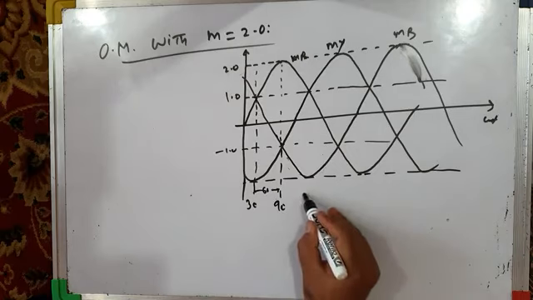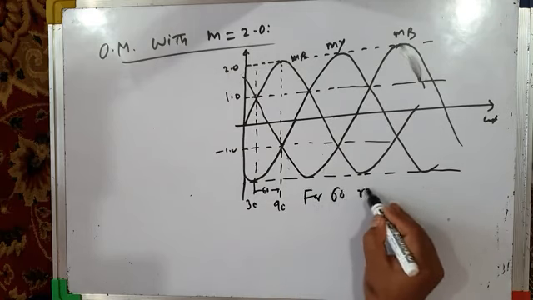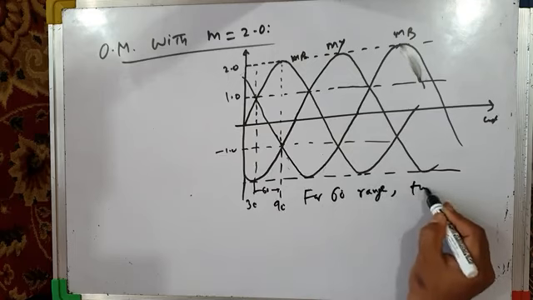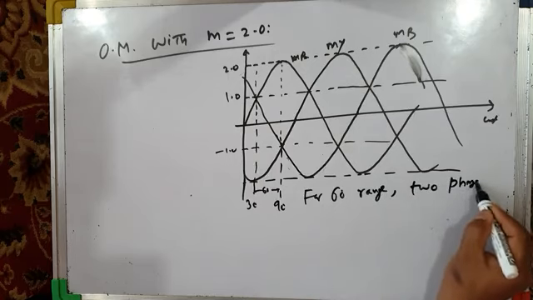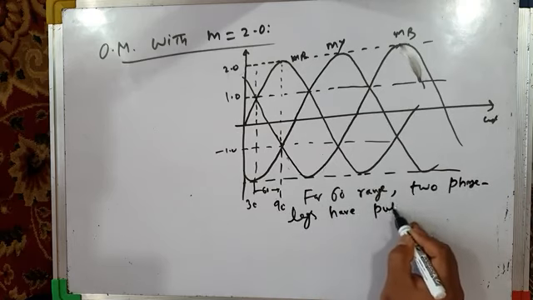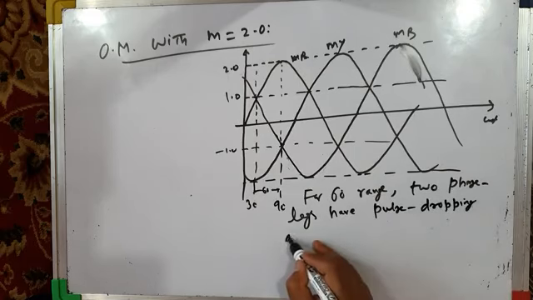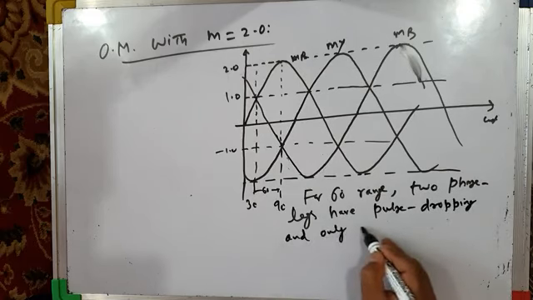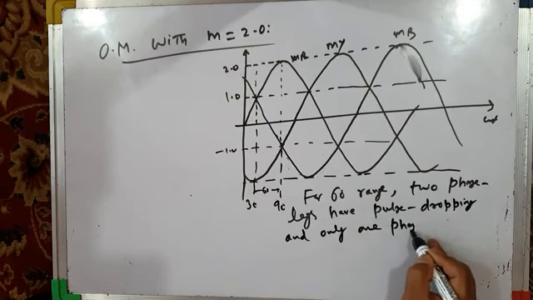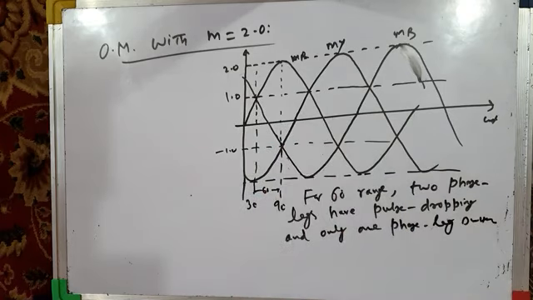So for a 60 degree range, two phase legs have pulse dropping. That means bus clamping. And only one phase leg switches. Example I have given you here. So two phases are clamped and the third phase leg switches.